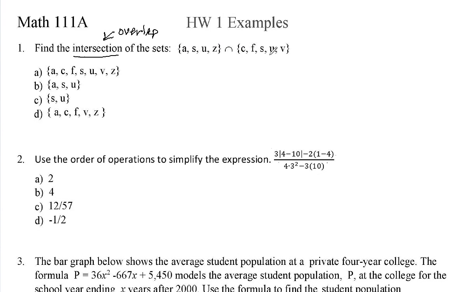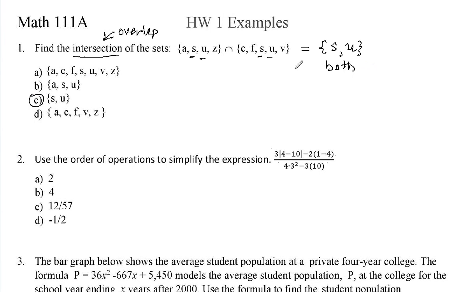So A is in the first set but not in the second. S here is in the first and in the second. And then U is in the first set and in the second. Z, first set but not the second. So that intersection, that overlap, the stuff that's in both sets is S and U. Okay, so this is in both. And that is answer C. So that one's all set.